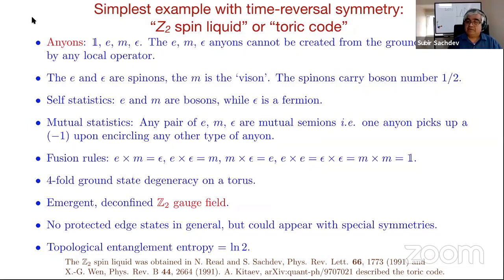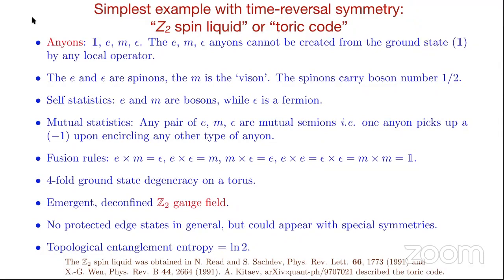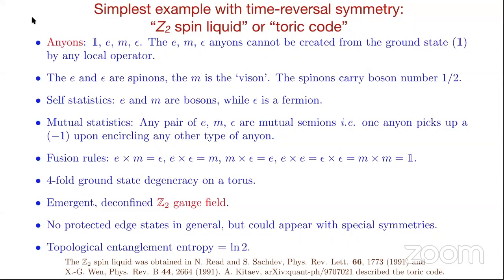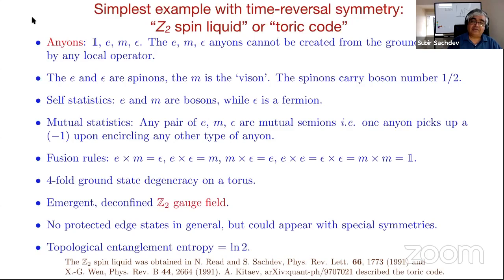Yes, go ahead. Spinon must be a boson? It can be. There are two types of spinons: the E and the epsilon particle. And as it says here, the boson or fermion, no problem. We call the boson an E, and the epsilon is the fermion. Okay. Thank you.